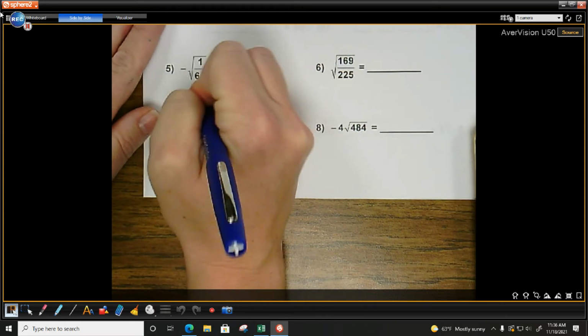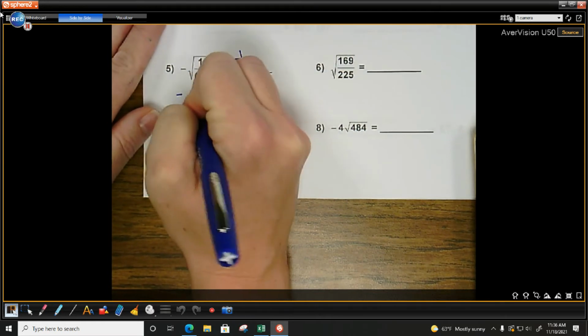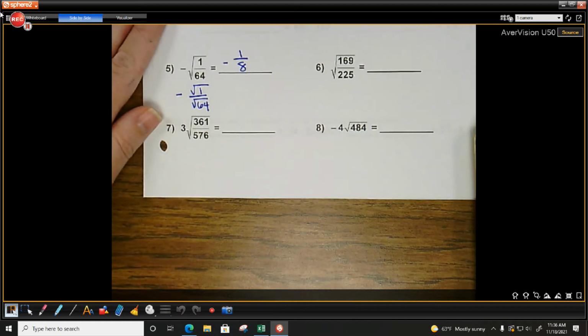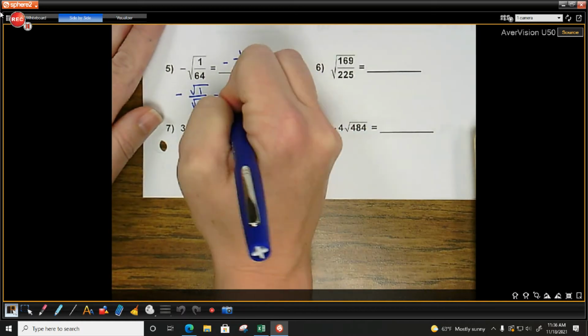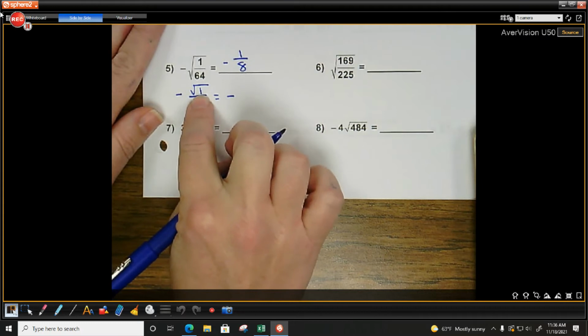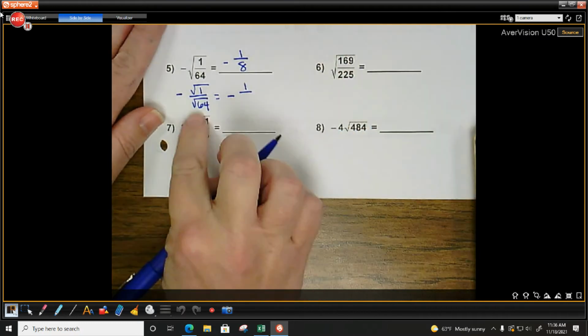I can split this fraction up into the square root of 1 and the square root of 64. Okay, so then I get negative. What is the square root of 1? 1. What's the square root of 64?